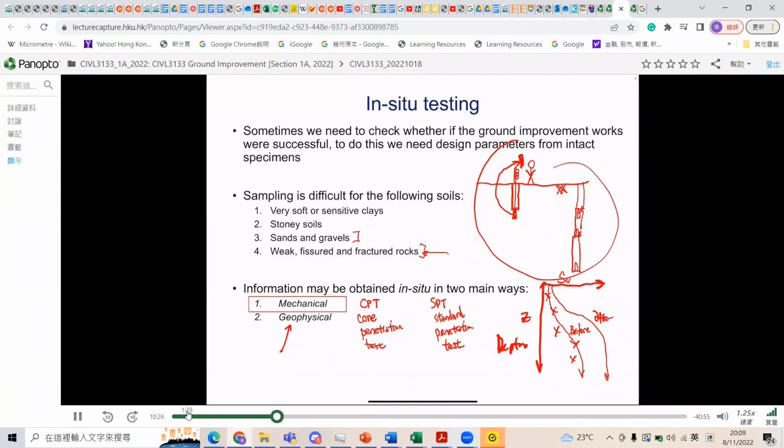constructing bore piles, right? So for the most part, I think geophysical means is quite advanced. So we'll just focus on mechanical means, particularly CPT and SPT, because these are predominantly used in industry.